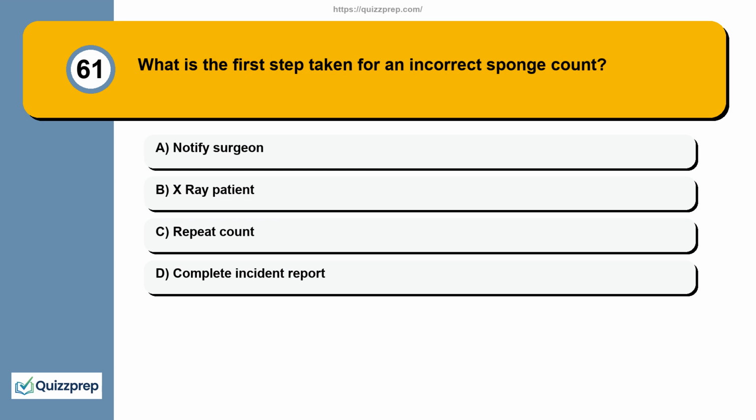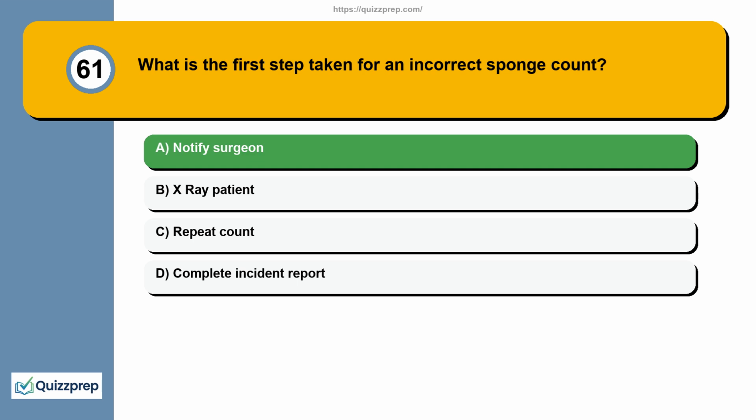Question 61. What is the first step taken for an incorrect sponge count? Option A, notify surgeon. Option B, X-ray patient. Option C, repeat count. Option D, complete incident report. The correct answer is option A, notify surgeon.